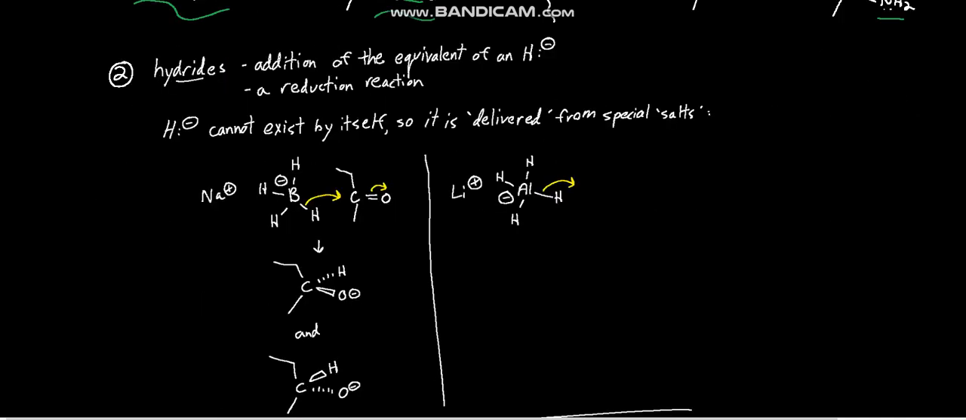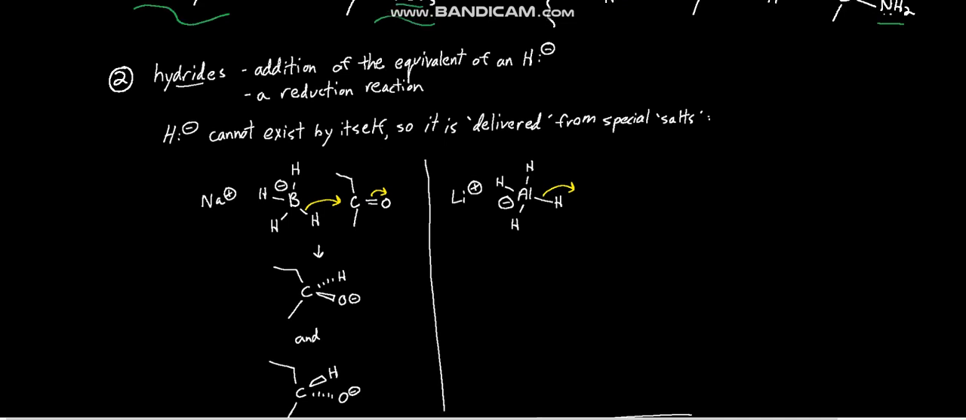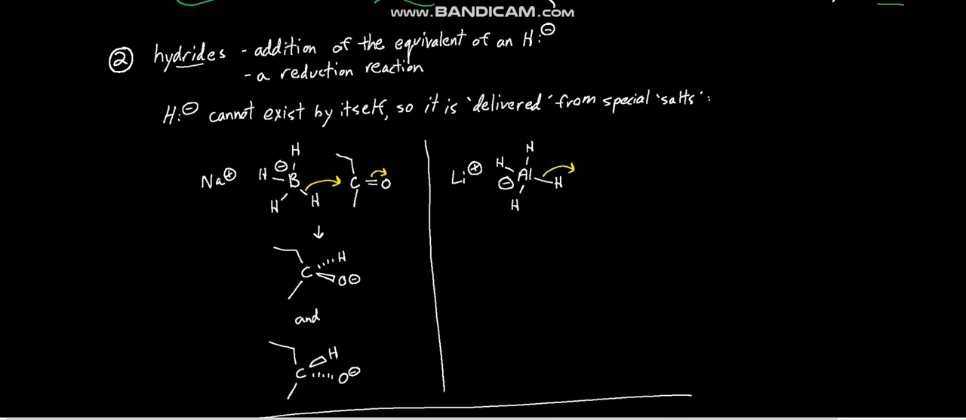Now, hydrides, this is something entirely new, perhaps. So hydrides are delivered. They don't really exist in this form as an H-. Hydrogen can't really just float around as an anion.